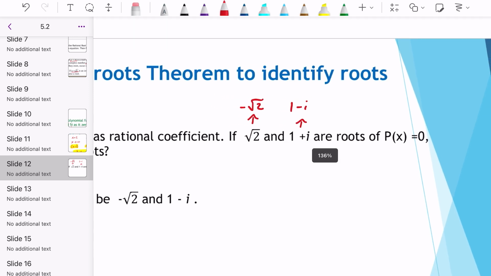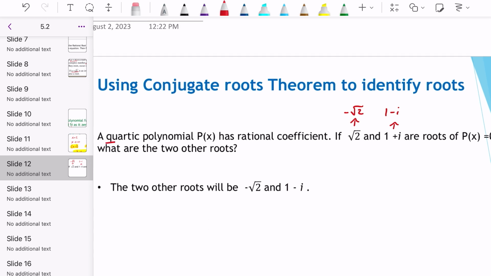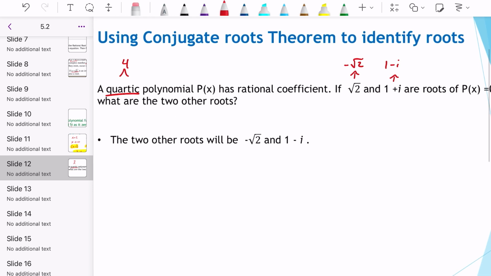So now that we have taken a look at our conjugates, we need to see if it matches with our degree. In this case, it's saying a quartic polynomial, which means to the fourth power. We do have our 4 answers here, which means our 4 solutions to this problem would be x is equal to the negative square root of 2, x would equal the square root of 2, x would equal 1 plus i, and x would equal 1 minus i.